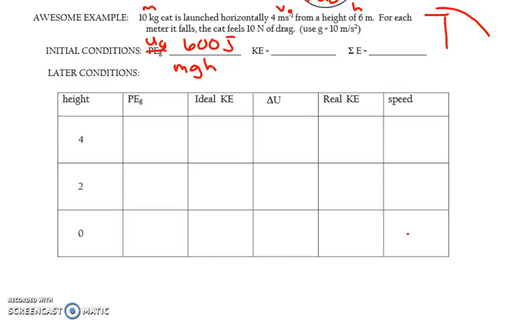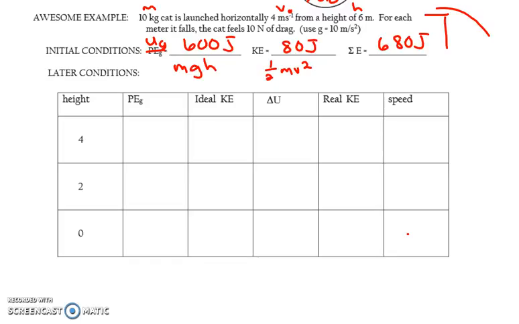Kinetic energy, do we have any? To answer that, we ask, are we moving? And we are. To calculate kinetic, that's 1/2 mv squared. 1/2 of 10 is 5, 4 squared is 16, and 5 times 16 is 80 joules. So we have a small amount of kinetic. There are no springs involved here, so we're not going to look at elastic potential, and you don't start off with thermal energy. So our total energy at the beginning is 680 joules.